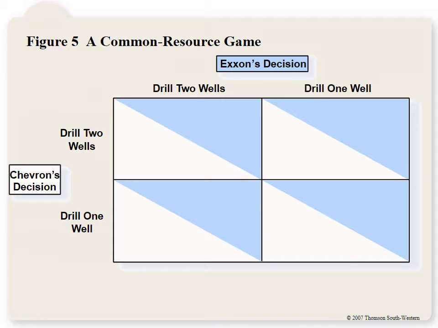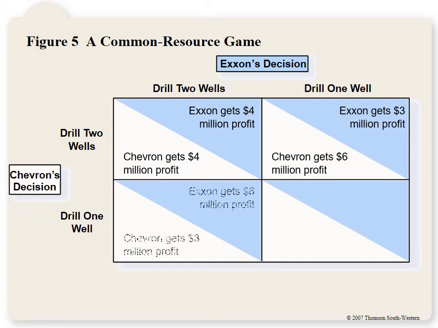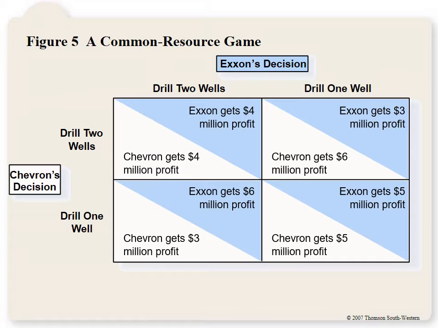One last one for you. I'm just going to put these up here and I want you to take a look at them. You've got two oil companies. You have Exxon and you have Chevron. I'm just going to put the numbers up here and I want you to decide. Does Chevron have a dominant strategy, and if so, what is it?